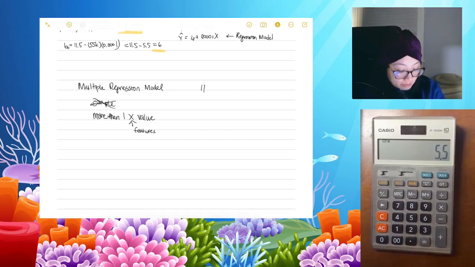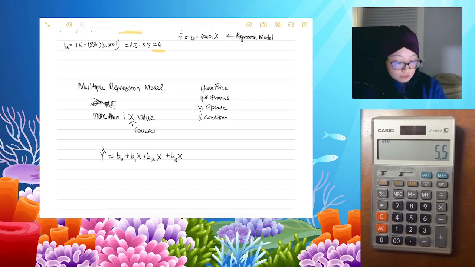So for instance, if you're looking at house prices and you're trying to predict the price of a house, you're going to look at number of rooms, you're going to look at zip code, you're going to look at condition of the house, you're going to be looking at all these different factors, and you're going to have multiple different x values. So your y hat value may look a lot more like b0 plus b1 x1 plus b2 x2 plus b3 x3. Why? Because we have 1, 2, and 3 features here to calculate this value. That's the difference with multiple regression, which is a little bit more useful if you're doing forecasting of more complicated stuff.